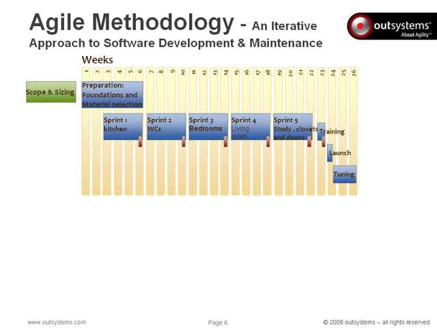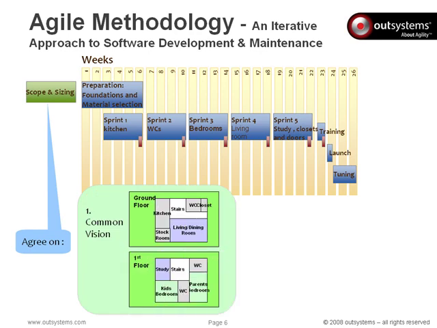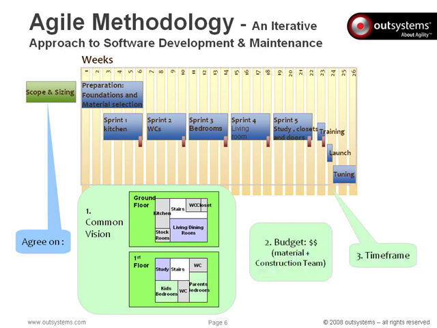Let's look into a typical Agile project approach. To set up an Agile project, it's key to agree on 3 things. First, a common vision, which would include the house plan and major needs. Second, the available budget for materials and workers' salaries. And third, the overall time frame for the project.